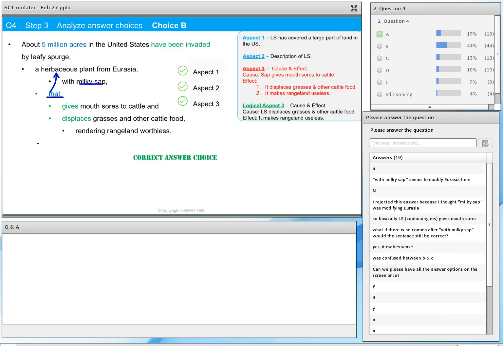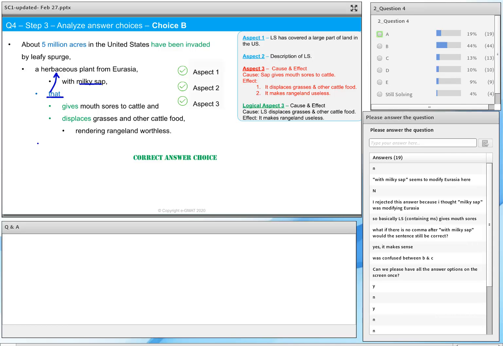What if? Don't ask what if questions, because you can get into a lot of things, but GMAT will never do that because GMAT understands that there are proper rules to be followed, and that's why you see "with milky sap" in the correct answer choice enclosed in the commas. Because it wants to convey that meaning through this structure, which is only possible with this particular structure that you see in choice B.